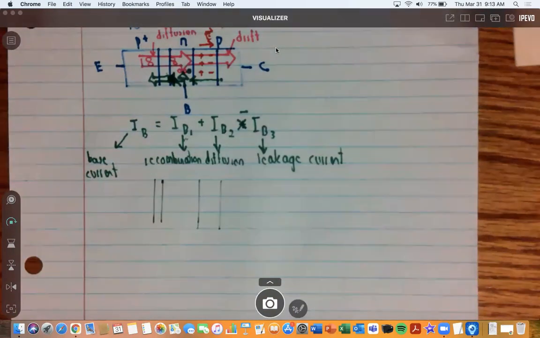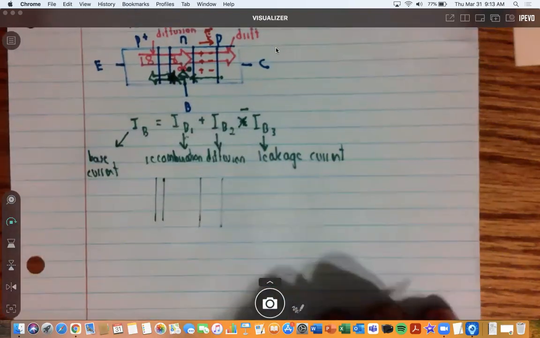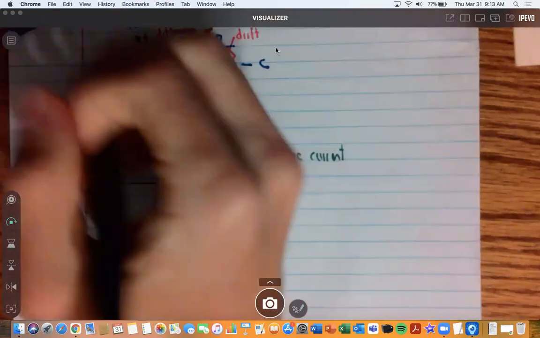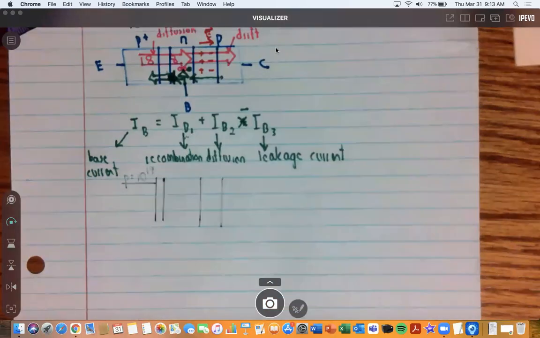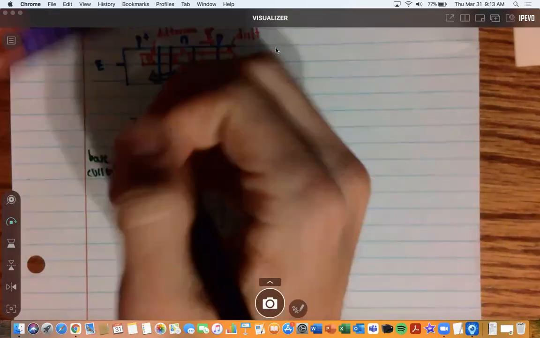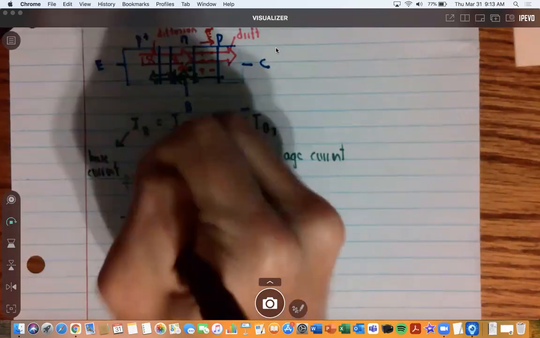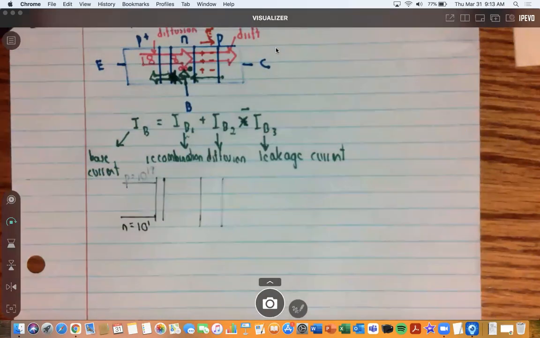Okay, so we know the heavily doped P side is of course going to have more holes here. And so what we're going to see is P is going to equal 10 to the 19. The one down here, this is going to be our N. So our N, it all adds up to 10 to the 20th. So the N here is going to be 10 to the 1, the concentration of electrons in that heavily doped P side.